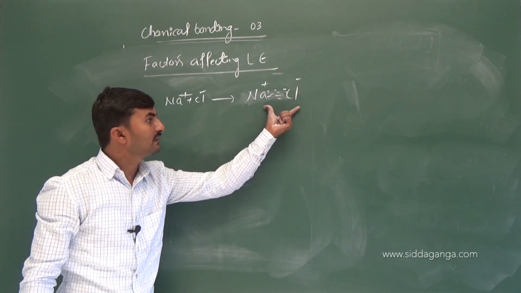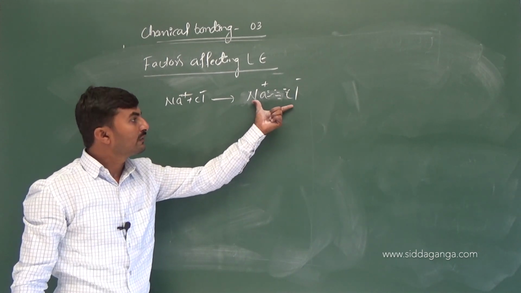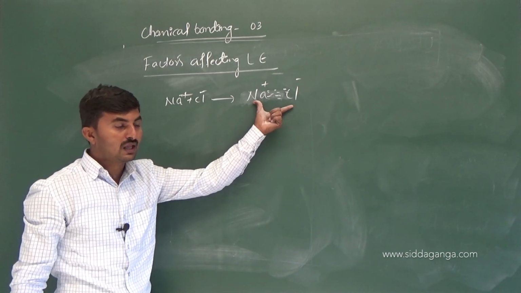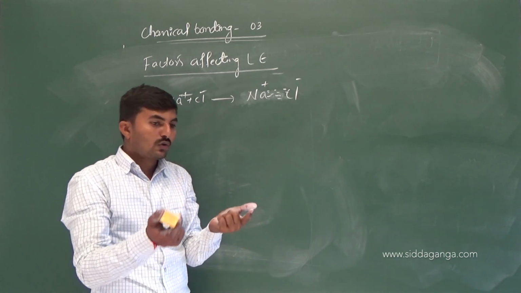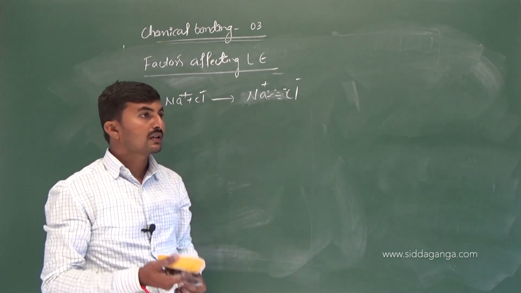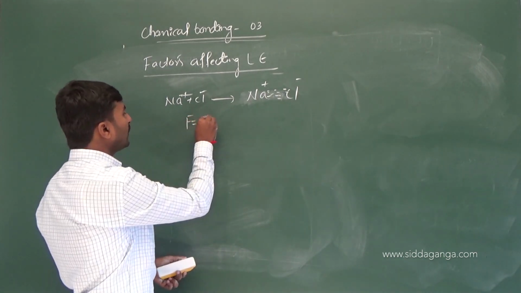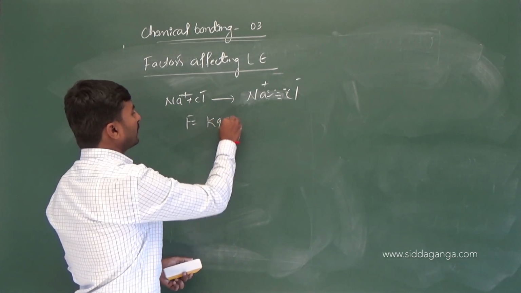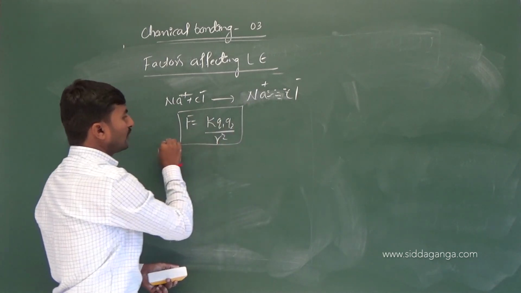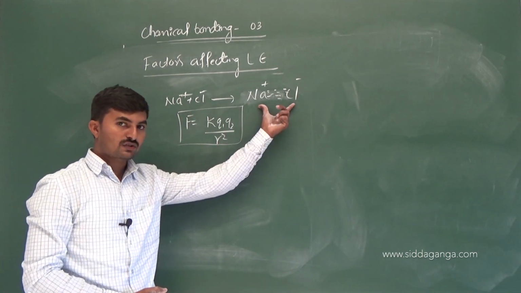Okay, the strength of the force, the electrostatic force between the ions, is directly proportional to lattice energy. As the electrostatic force between the ions increases, lattice energy also increases. Then this force is represented by the formula K Q1 Q2 by R square. Okay, this is the formula which represents the electrostatic force between the ions.